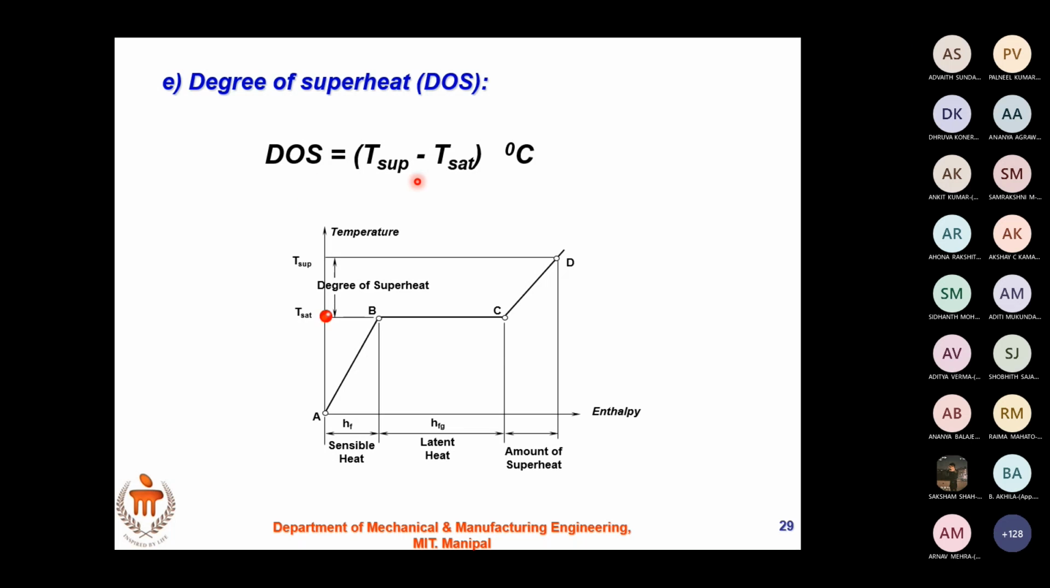So this concept is clear. Degree of superheat understood? It is the degree to which the steam is superheated. It's a measure of the change in temperature in degrees Celsius. Any doubts specific to this? The TH plot, the formation of steam. Any doubts here? No.